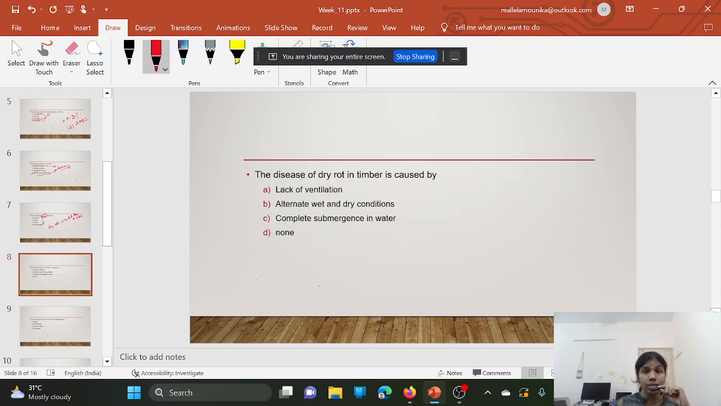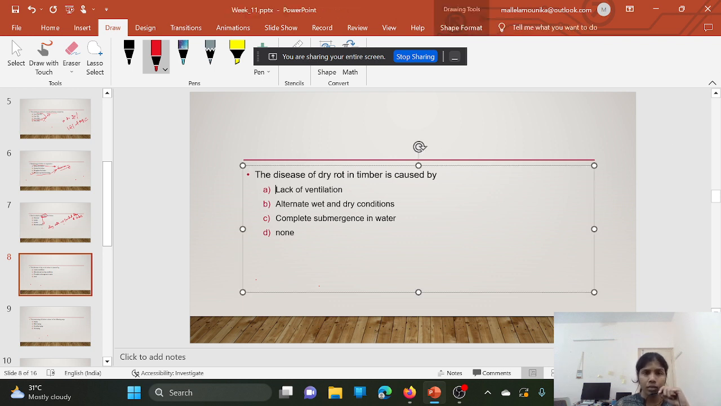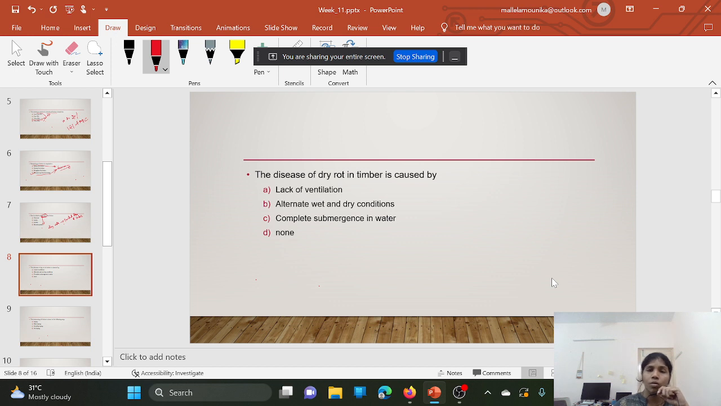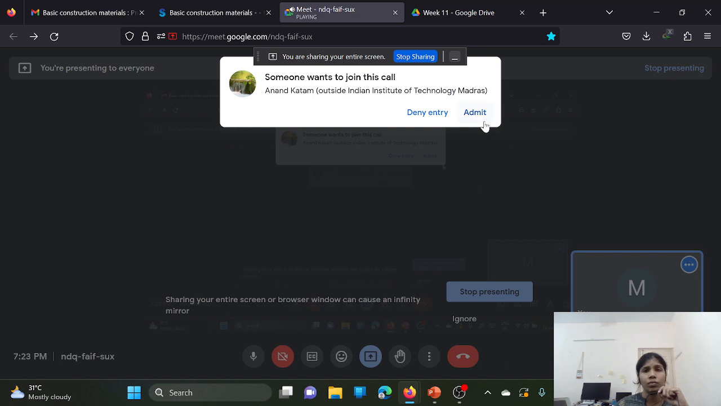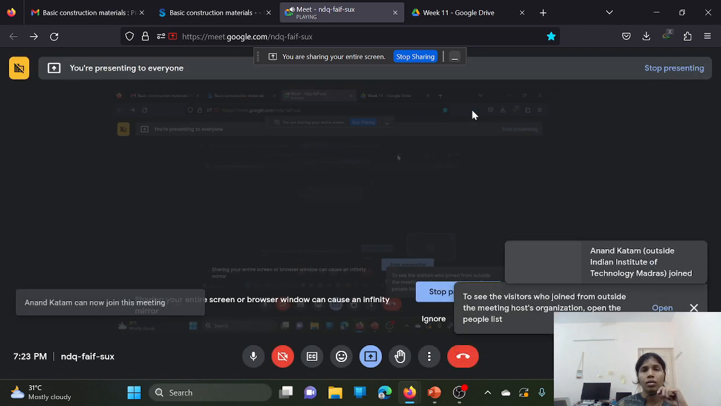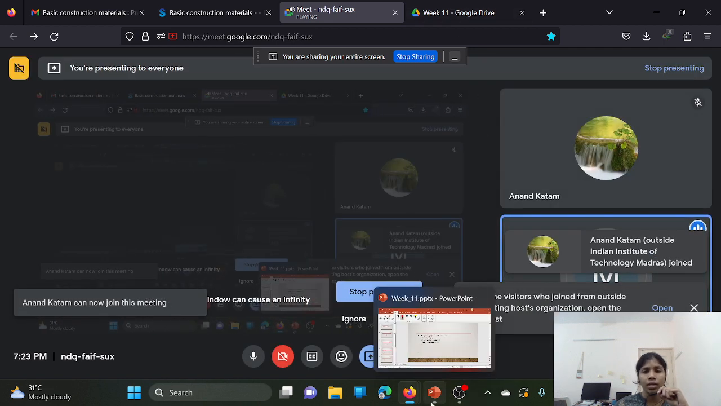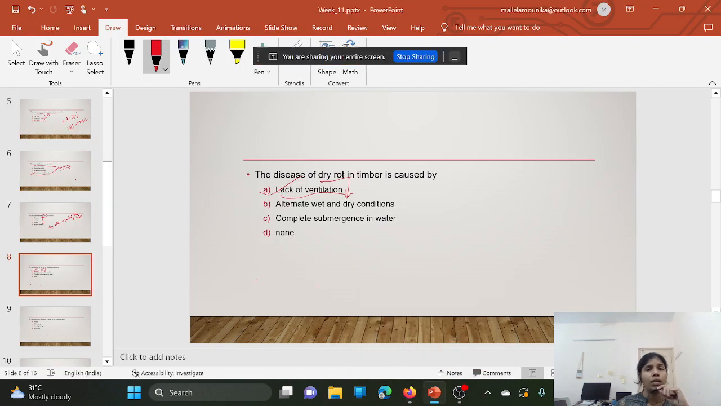See, the disease of dry rot in timber, as I said earlier, is caused by lack of ventilation. When you don't have proper ventilation for the timber, then you can see a disease known as dry rots in timber.